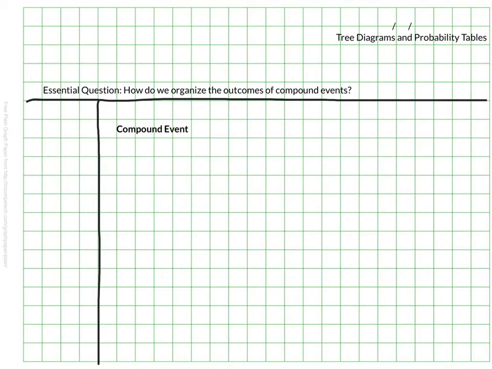Before we go too far, we want to make sure we know what a compound event is. A compound event is when we're looking for the probability of more than one event happening at the same time. And I'm going to show you some examples of what I mean by that.